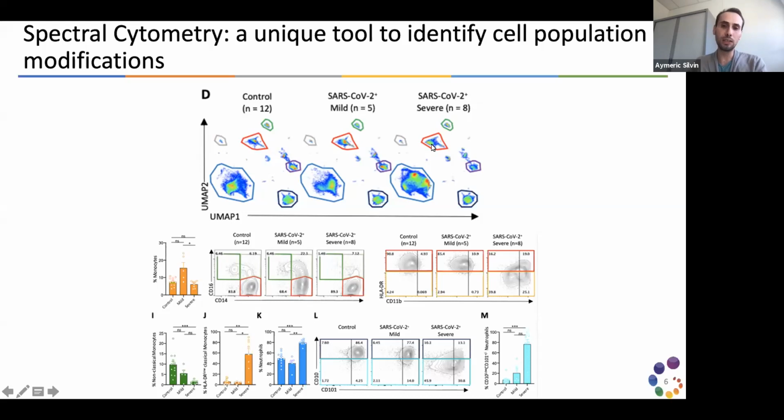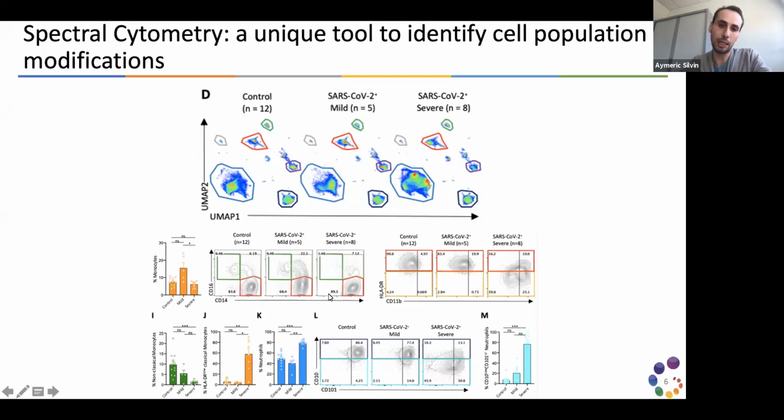Then we zoomed inside the monocytes and came back to a regular representation of the FACS plot. Here it's all the patients concatenated together, so you get an overview of the mean of what is happening in all the patients. When we looked at the 3 different subsets of monocytes, we could observe that in severe patients, non-classical monocytes were decreased compared to control and mild patients.